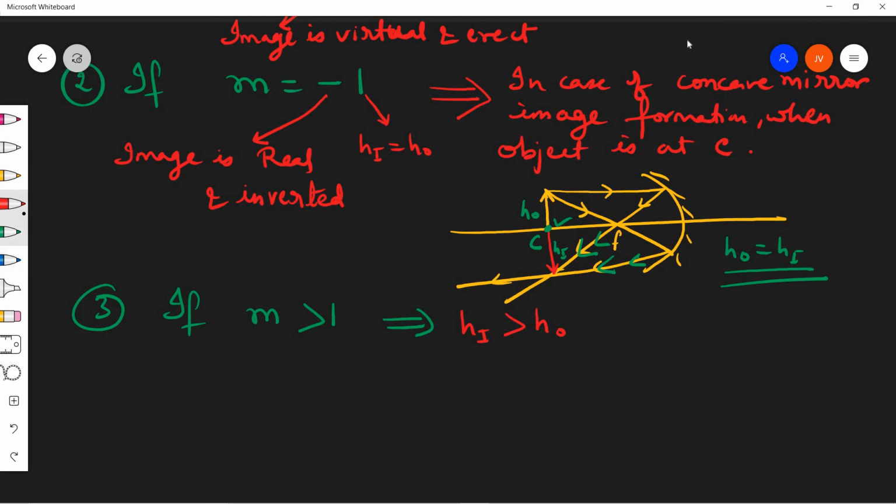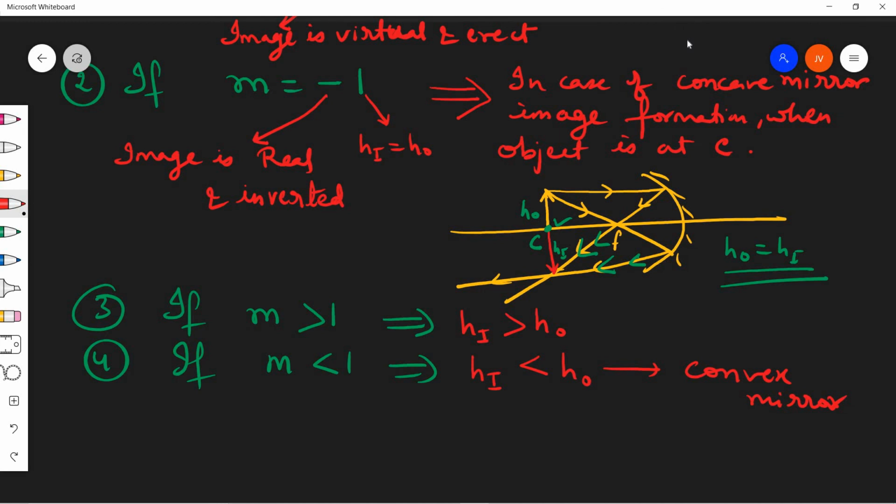And what if magnification is less than 1? Magnification less than 1 indicates that height of image is less than height of object, and this is the exclusive case of convex mirror. In case of convex mirror, size of image is always smaller than size of object. And in case of concave mirror, when object is at infinity, image size is small, and when object is beyond C, then also image size is small. So these are the sign conventions for spherical mirrors.